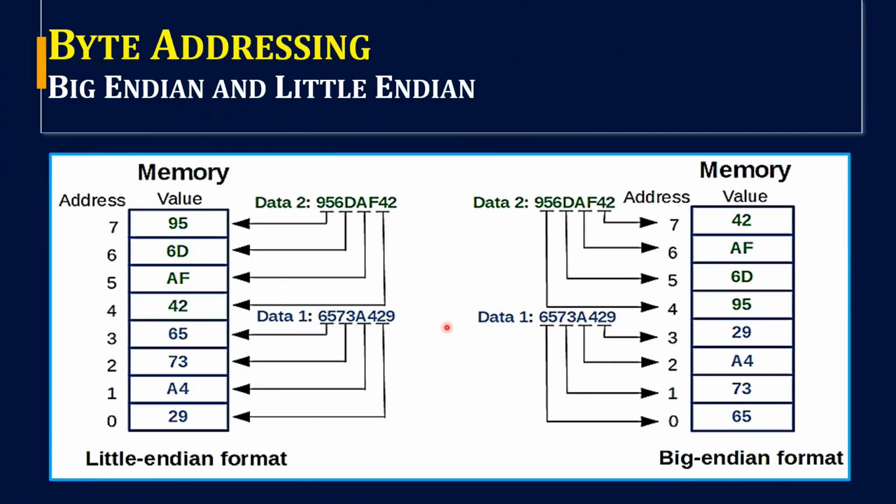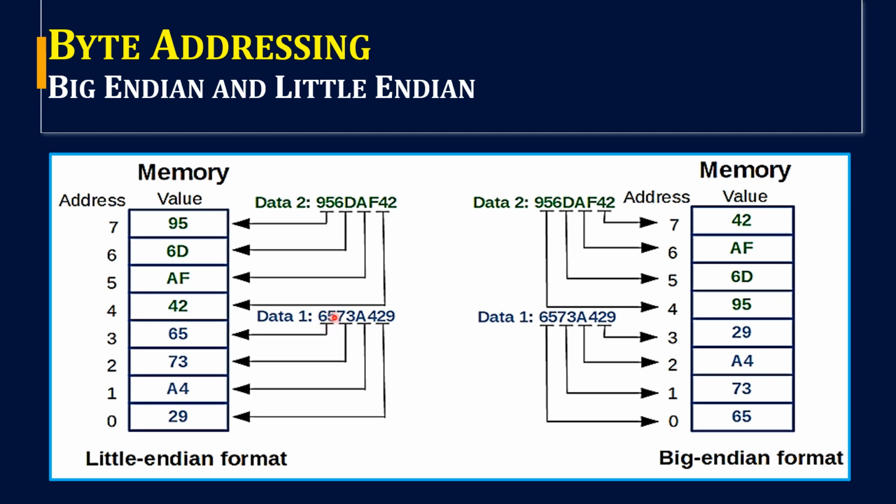Let's look at an example. We are given a 32-bit word length. This 32-bit word can be stored in 4 bytes. 6573A429 is the word. This 29 represents the least significant byte, and 65 is the most significant byte.